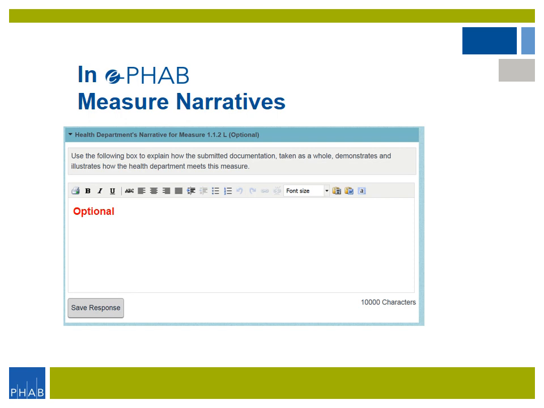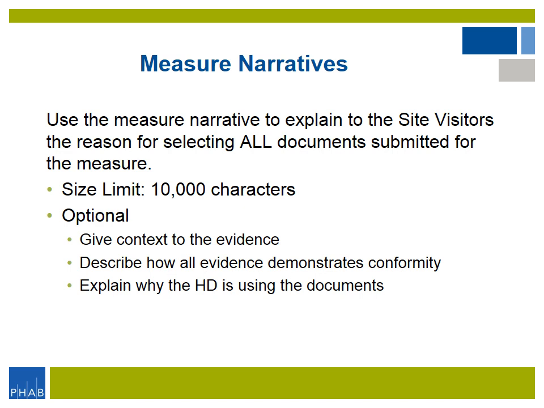Let's take a look at the measure narrative section. Here's what this text field looks like in e-PHAB. This is going to be an optional text field, but use it thoughtfully to provide context to your site visitors. You'll want to use the measure narrative to explain your reason for selecting all of the documents that you used for that measure. This can provide additional context. It can describe how the evidence together demonstrates conformity, and it helps explain why the department selected the documents.